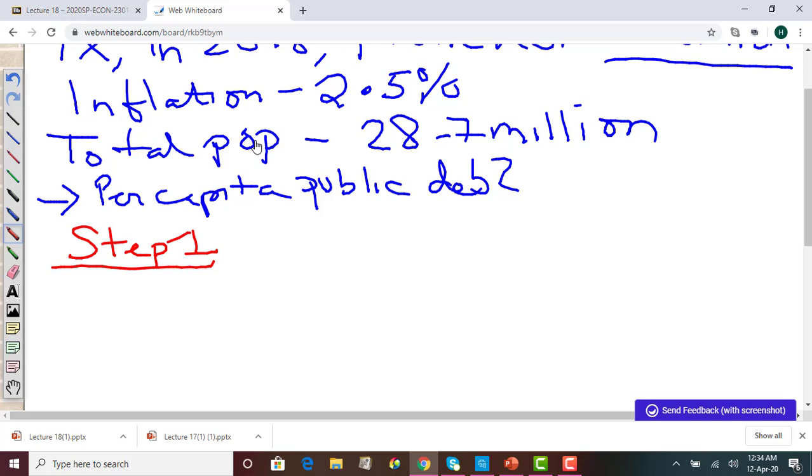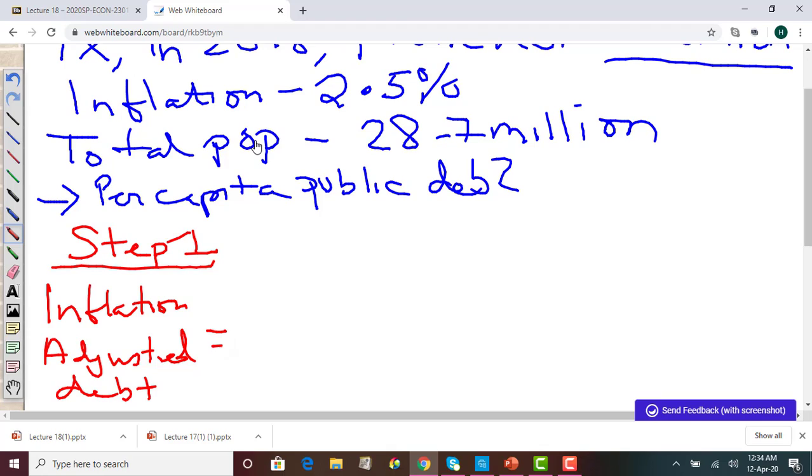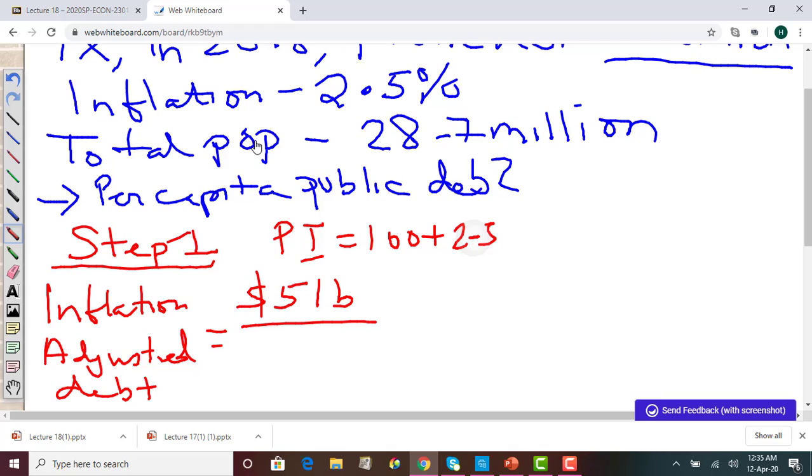So what we have to do is calculate the inflation adjusted debt, and it's using the formula we learned before. Same way we adjusted GDP or income in our previous classes, like in chapters 5 and 6, we learned how to adjust for inflation, how to go from nominal GDP to real GDP, or how we converted nominal income to real income. Same way here, we convert the nominal public debt to real public debt. So we know it's 51 billion divided by your price index. Now the price index, if you remember, is equal to 100 plus your inflation rate. So that is 102.5, right?